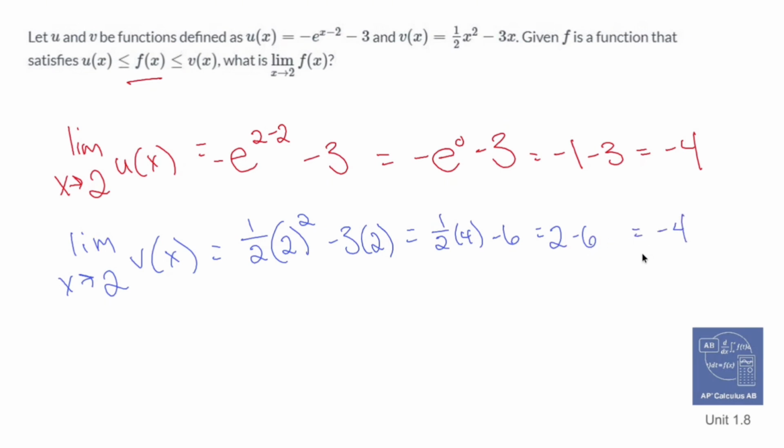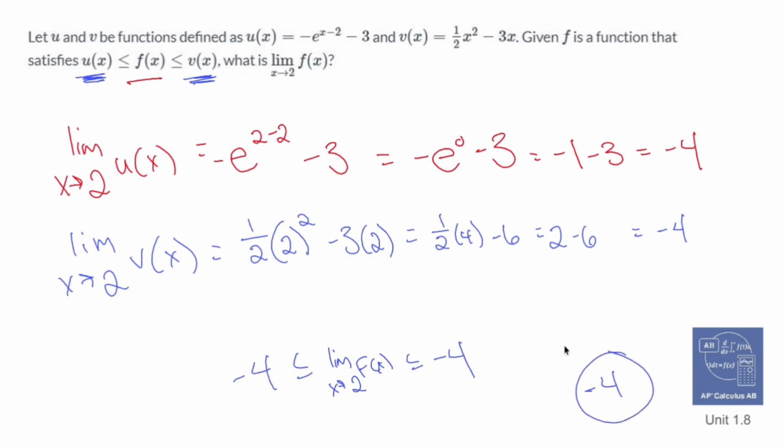So, since the limit as x approaches 2 of u of x was negative 4, and the limit as x approaches 2 of v of x was also negative 4, then the limit as x approaches 2 of f of x is also going to be negative 4. So that's the squeeze theorem. Squeeze theorem is very bizarre, not the most useful thing on the planet, but that's what you do on a problem like this.